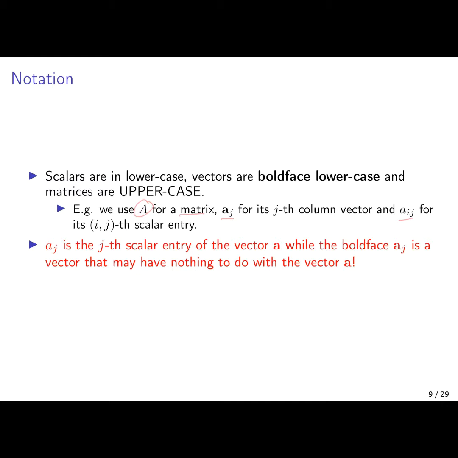And sometimes we also use a bold a with the index j. And I want to emphasize that a boldface a sub index j is very different from a_j without the boldface. Okay, a_j without the boldface is the j-th entry of the vector a, whereas the boldface a_j is another vector that may have nothing to do with the vector a. So if this is the first time you see these notations, it can be confusing. But after a while, you will find this distinction to be convenient and useful.